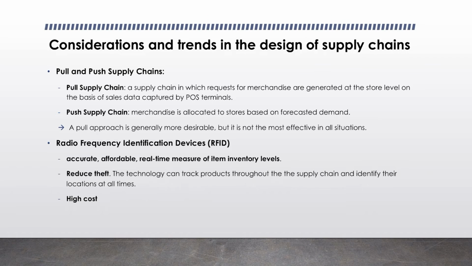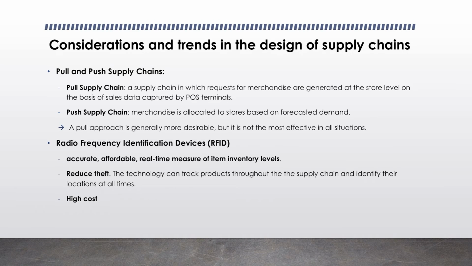In a pull supply chain, there is less likelihood of being overstocked or out of stock because the store requests for merchandise are based on customer demand. A pull approach increases inventory turnover and is more responsive to changes in customer demand. A pull approach is generally more desirable, but it is not the most effective in all situations. First, a pull approach requires a more costly and sophisticated information system to support it. Second, for some merchandise, retailers do not have the flexibility to adjust inventory levels on the basis of demand.